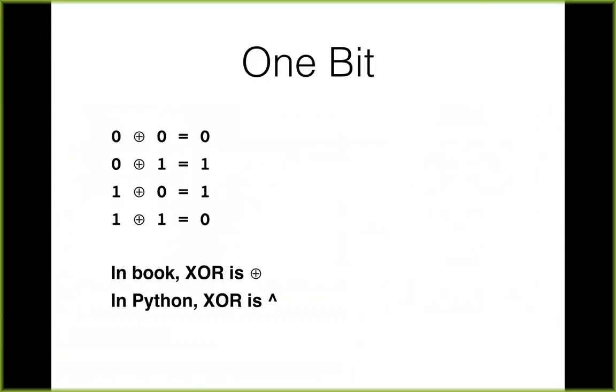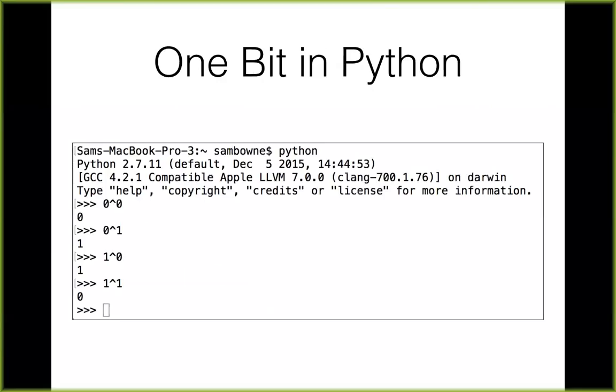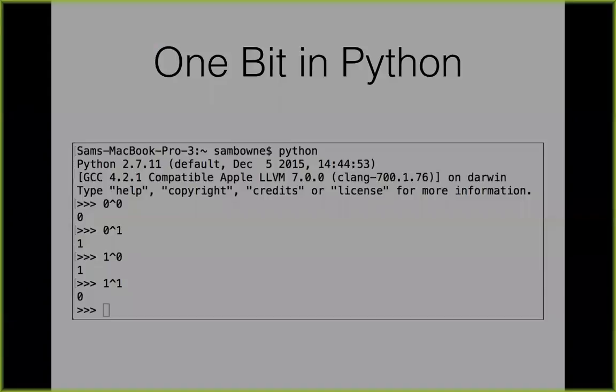In the book, they use this plus with a circle around it, which is the mathematical symbol. In Python, you use a caret, which I'm used to seeing used for exponentiation, but that's what you do. It's XOR. So we'll use Python to do it largely in this class. So here is how we XOR 1 bit in Python.